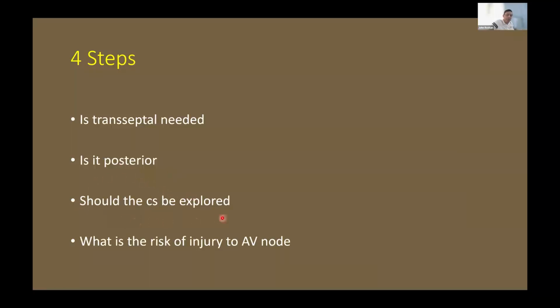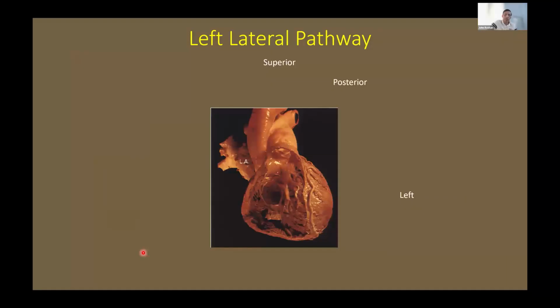And then, should the CS be explored is another thing that we have to look at. And is the pathway septal? In other words, do we have to talk about risk of injury to the AV node? So these are the things that we essentially look at when we are trying to localize pathways. So let's start with the left lateral pathways, which, like Sirish told you, is the commonest pathway that we see.